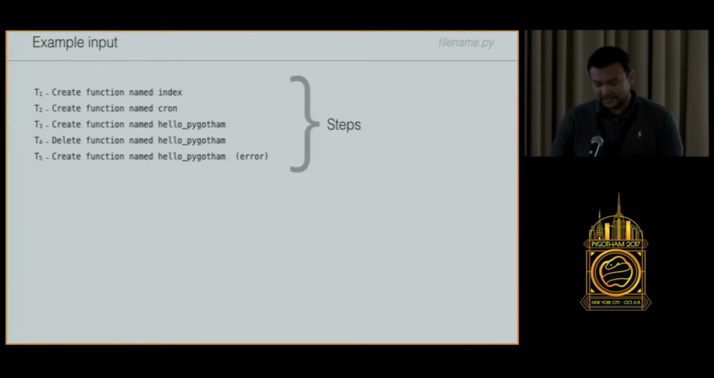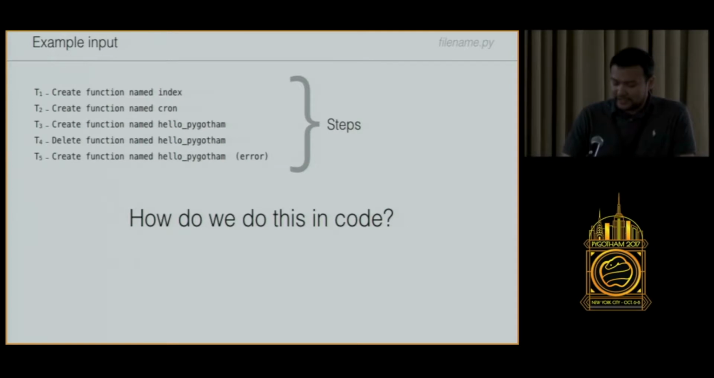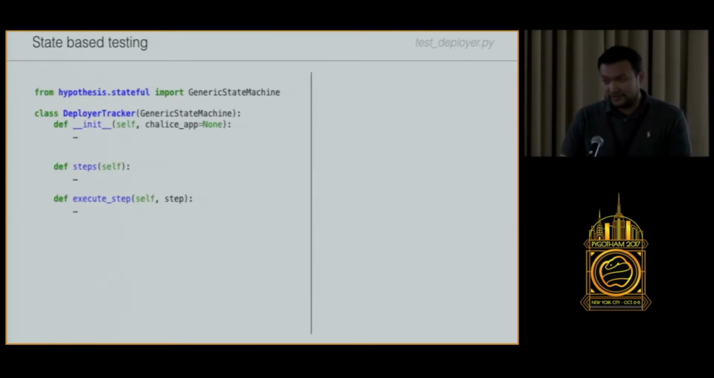And these are called steps. So now that we've seen an example of what this can do, how do we actually do this in code? Hypothesis helps out a lot. It has two versions of this: a rule-based state machine and a generic state machine. I like the generic state machine. It gives you a little bit more control, and I found that helpful for me. But we'll go very quickly through how this works.